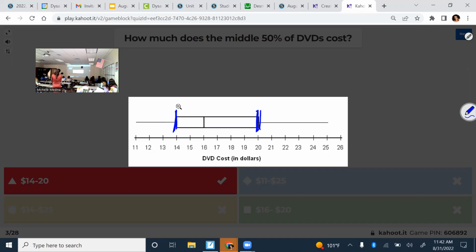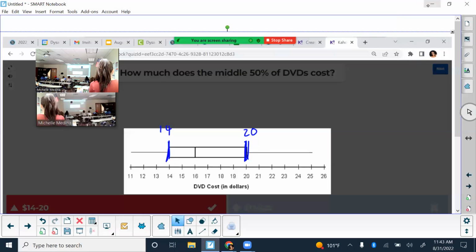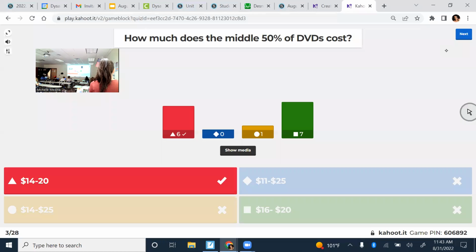Where does it start? Where does it end? What number is that? 20. So that's my middle 50%. That's how much it costs. Questions, comments, concerns? All right, so the middle 50% is always the box itself. All right, next one.